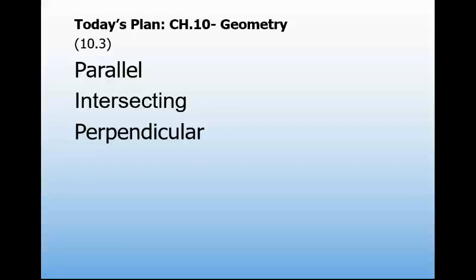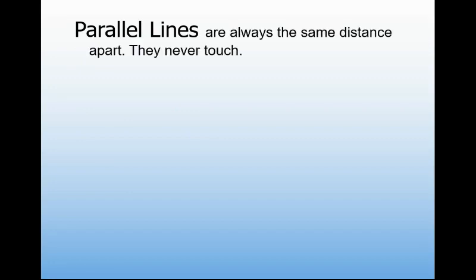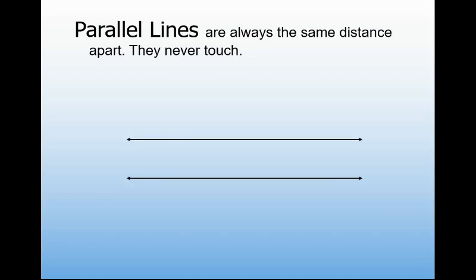Welcome grade 4. This is an introduction to lesson 10.3, parallel, intersecting, and perpendicular lines. Let's start with parallel lines. They are always the same distance apart. They never touch or cross each other, like this. These are two lines which are parallel to each other.